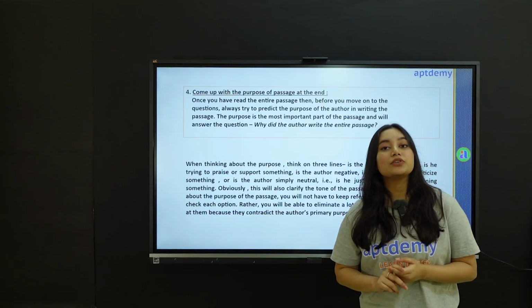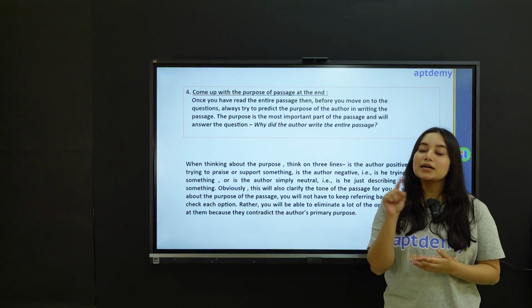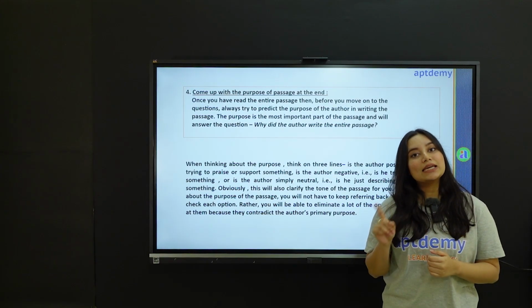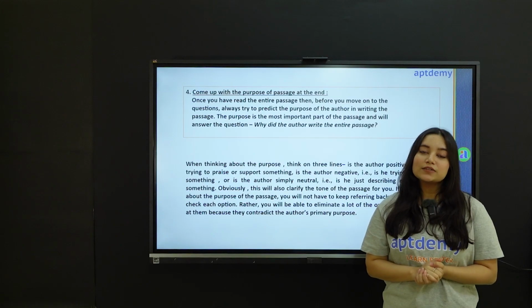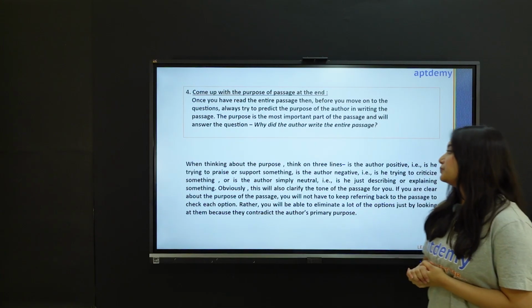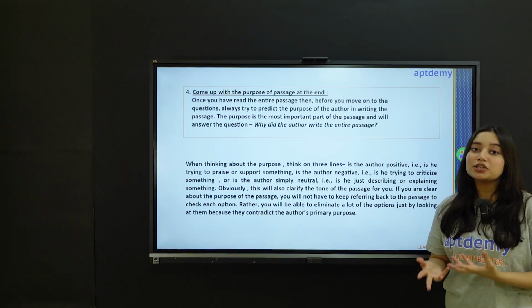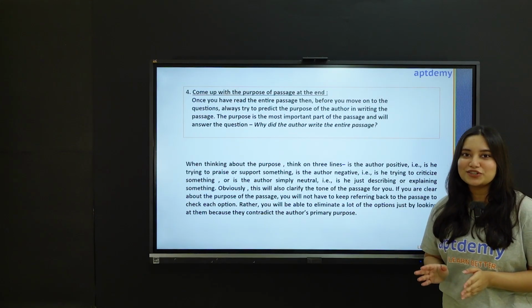One good tip that you can use is when you read the passage with a pencil, just mark a plus sign for a positive tone, a minus sign for a negative tone, and a hashtag for a neutral tone in the passage. In this way, not only will you be more involved in the passage, you will also not lose your concentration.